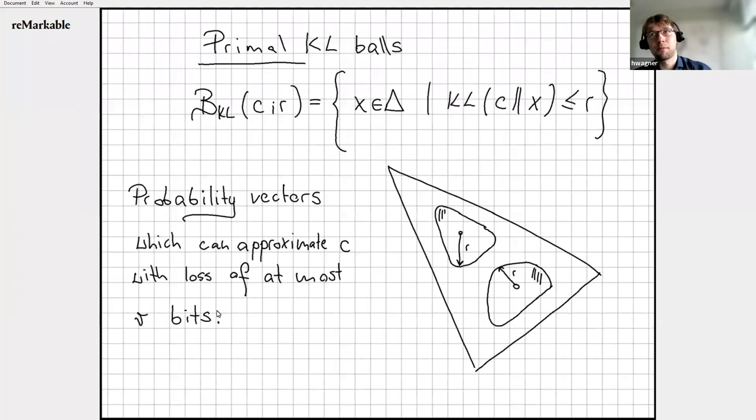So like I said, let's talk about KL balls. Because of the asymmetry, we can define two types of balls, and let's focus on what we call primal balls. A primal ball with center C and some radius R, which would be expressed in bits, is just all the points in our domain, all the points in our standard simplex, such that the Kullback-Leibler divergence computed from C to any point X is smaller than R bits. Those balls would look kind of like this, and they look different depending on where you put them. One way of thinking about those balls is that they contain all probability vectors which can be used to approximate the center with the loss of at most R bits.